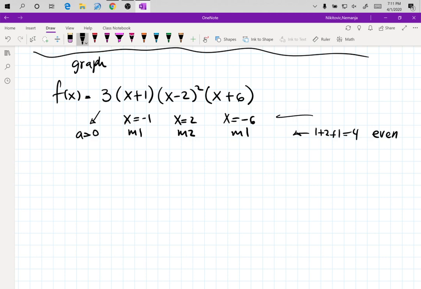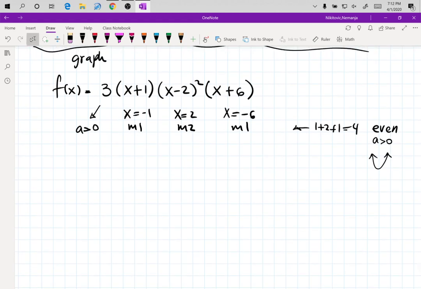Right? If you look at this line, you might say, oh, there are 3 roots. No, there are 4 roots. 1 plus 2 roots over here, plus 1 root there, 1 plus 2 plus 1 is 4. So it's even. So we have even and larger than 0 for A, it's going to have behavior like that. Okay, let's go and sketch this graph.